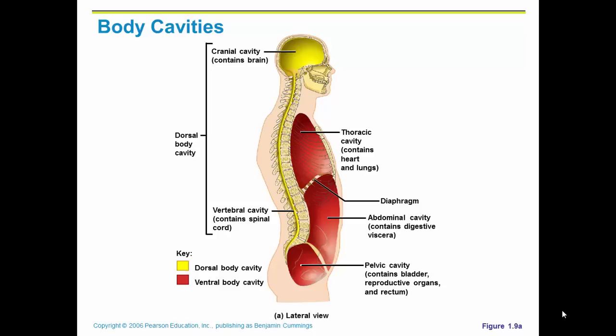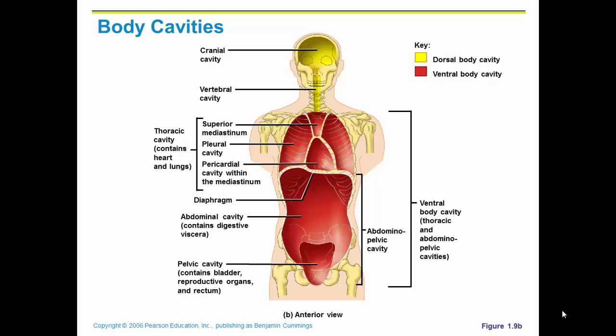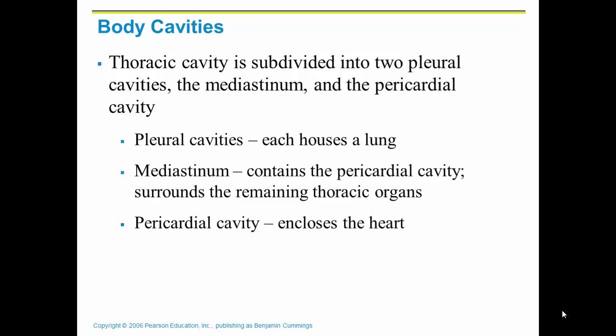In anatomy, we call organs viscera, and that is divided into two subdivisions, the thoracic and the abdominopelvic cavity. In this picture, you can see that the yellow portion is the dorsal cavity, and the reddish portion is the ventral cavity. And this is just showing you another view of that last picture.